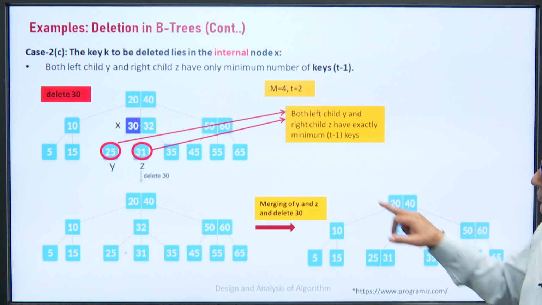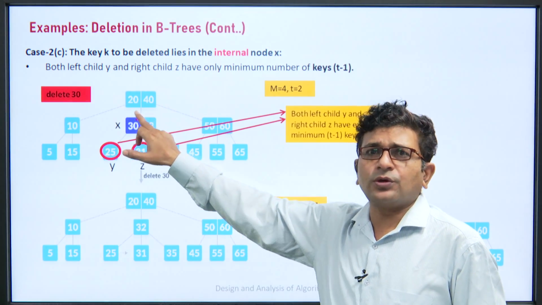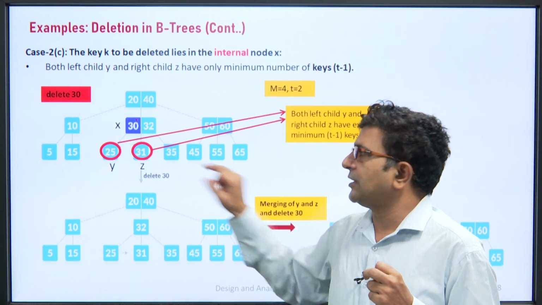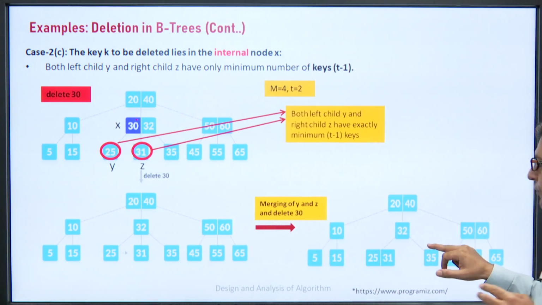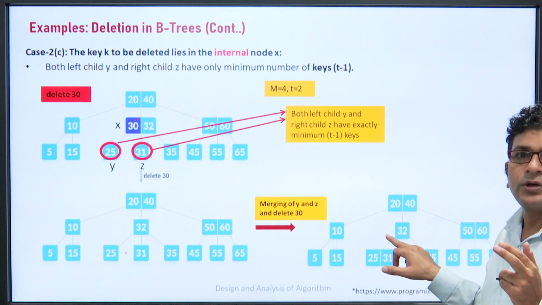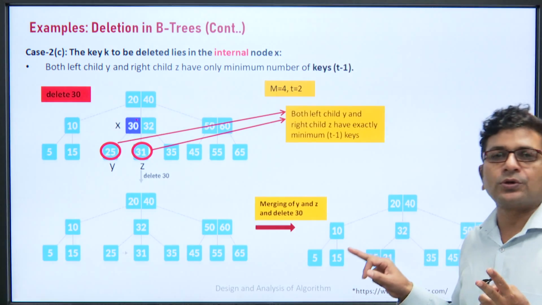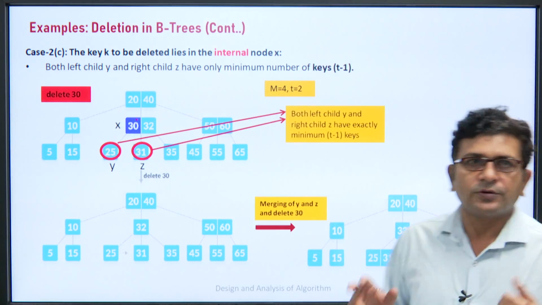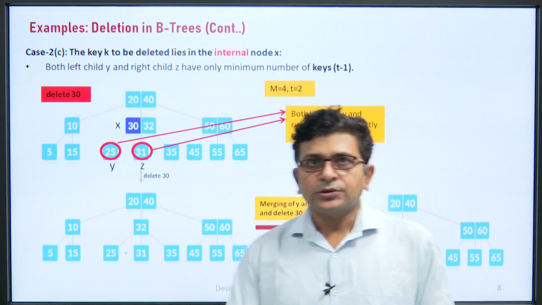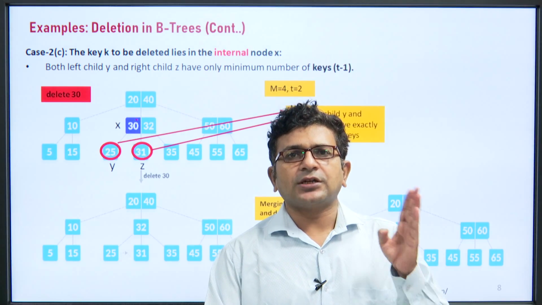Now, just see, earlier this node was having only 2 keys. So, 2 keys means it should have 3 child nodes. Now, after performing the operations, this node is having only 1 key. So, it should have 2 child nodes. Now, it has 2 child nodes. So, now the B tree property holds for the 2C case. Now, this is the second case: 2A, 2B, 2C.